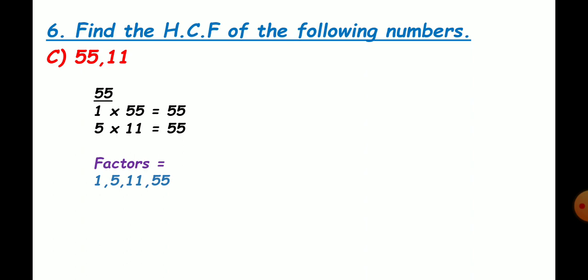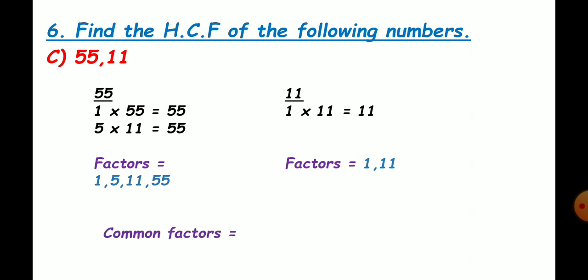Okay, next find the factors of 11. 11 is a what number? 11 is a prime number, no? So it has only two factors. Easy, no? 1 and 11. 1 11 is 11. That's it, children. So the factors are 1 and 11. Here, which are the common factors? The common factors are also 1 and 11 only. Okay, so here the highest common factor is 11.